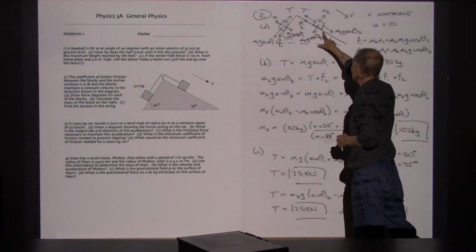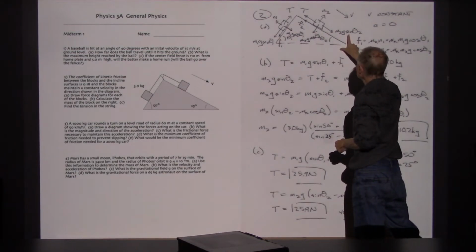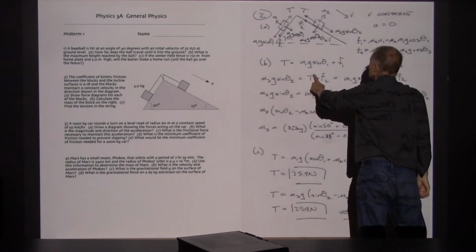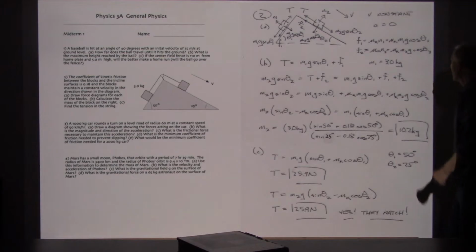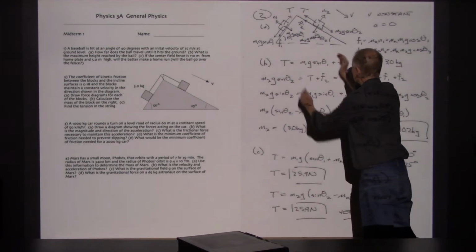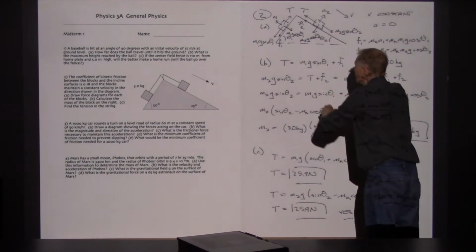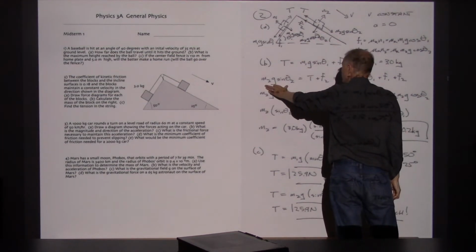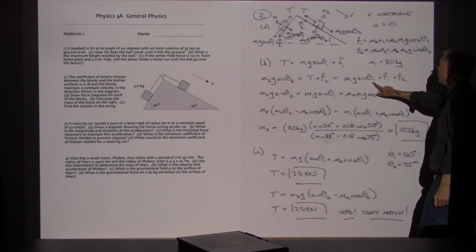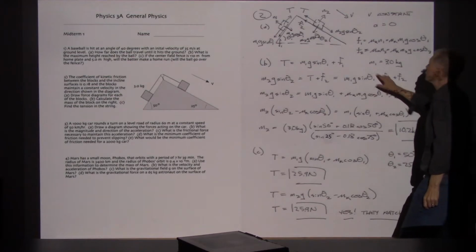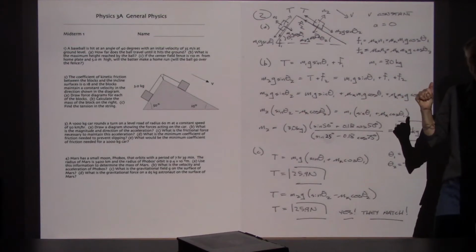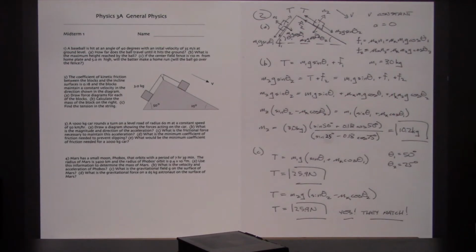Now object 2 is not accelerating either, so the gravitational force here is going to be the same value as tension plus the frictional force. What I was able to do then is take the tension expression and substitute that in. It says that m2 g sine theta 2 is going to need to be as large as m1 g sine theta 1 plus the two frictional forces. There needs to be a large enough gravitational component down the incline on the right side.